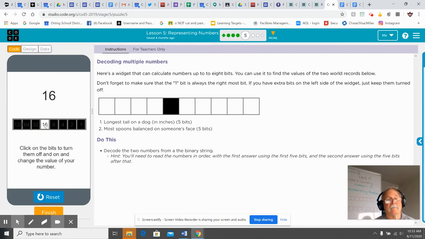To the left, another one, farthest one on the left. 16. 8's 24. 4 more, 28. And we want to get what, 31? 30 plus 1. And there it is. In a 5-bit widget, 1, 2, 3, 4, 5, we found the number 31 for the most spoons balanced on someone's face. Okay. And that's how the computer would read it, just from this bit of information. All right, let's move on to the next one.